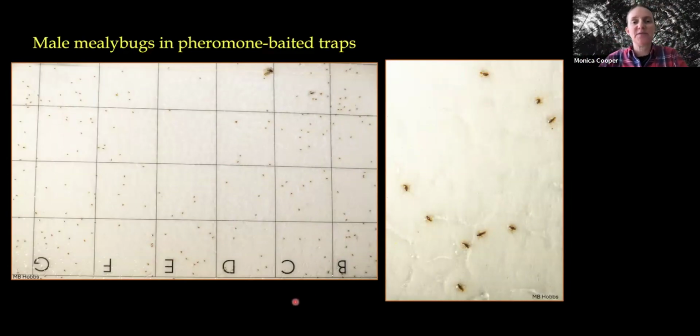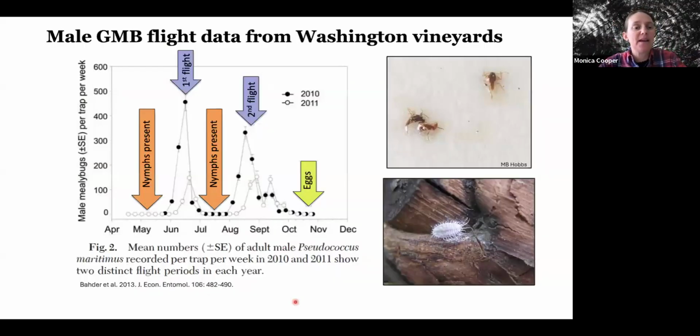So once you're trained, it is fairly easy and fairly quick to count the number of male mealybugs in these pheromone-baited traps. And the types of information that you get from them are shown in this figure here. So these are data from Washington, from some vineyard monitoring that was going on for grape mealybug. And you can see that in the 2 years that were monitored, in sort of late May, early June is when the males started to be detected. In 2010, there were many more males detected in that first flight than in 2011. And in 2010, the first flight peaked slightly earlier than it did in 2011.